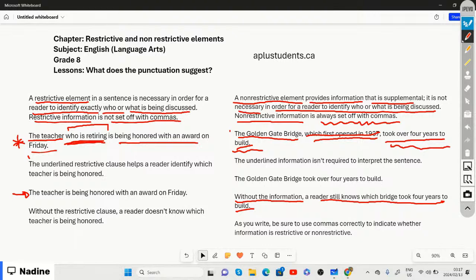However, as you are writing, you need to be sure to use commas correctly to indicate whether the information is restrictive or whether the information is non-restrictive. All right.